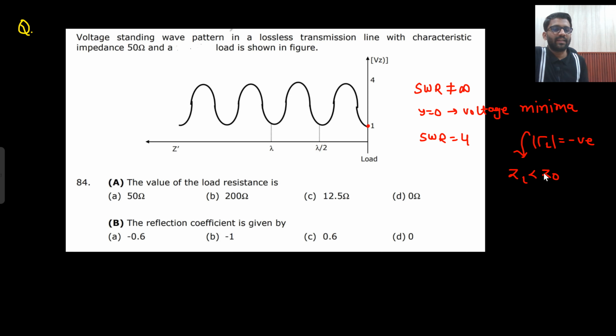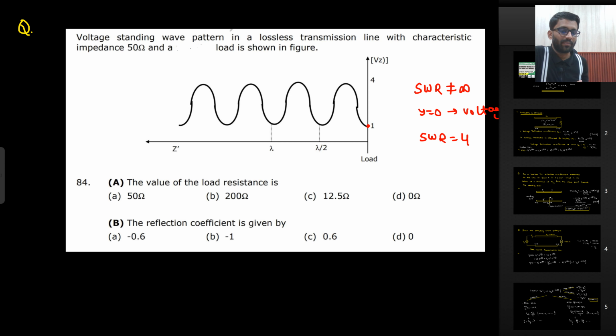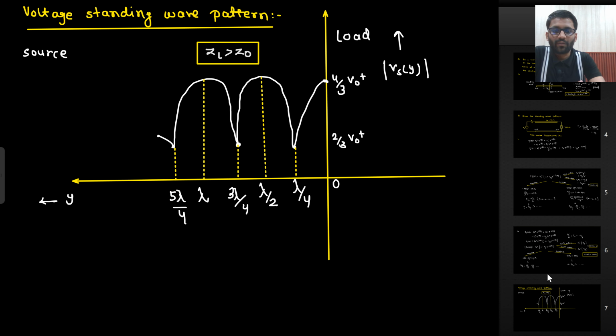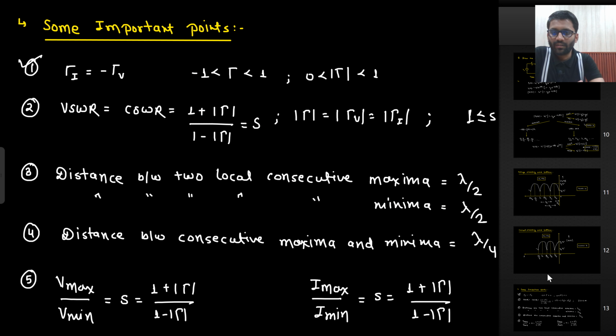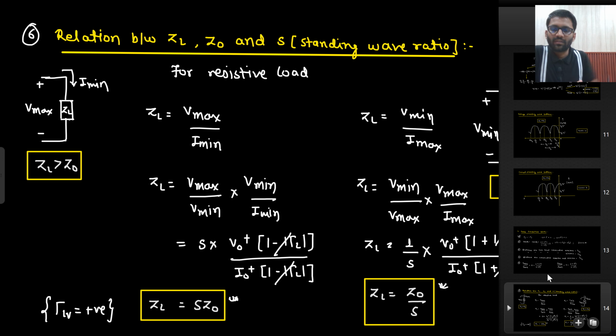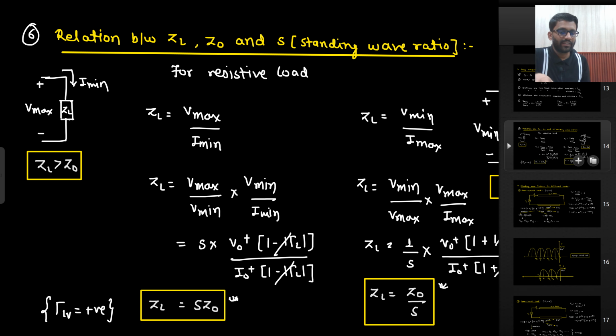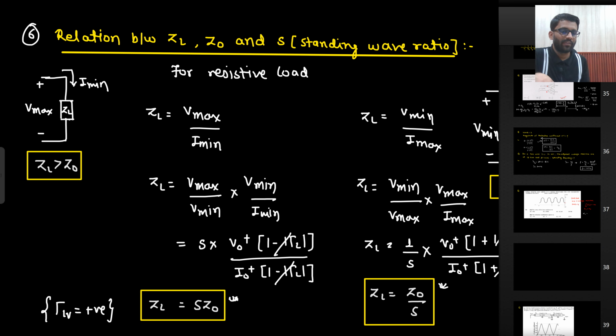Okay. And if ZL is less than Z0, what do you mean? If you remember the formula of ZL, what did we write in the very initial part of this video? One formula of ZL we wrote, S Z0 or Z0 by S. So two kinds of formula are there, S Z0 or Z0 by S. So that formula we are going to apply here.